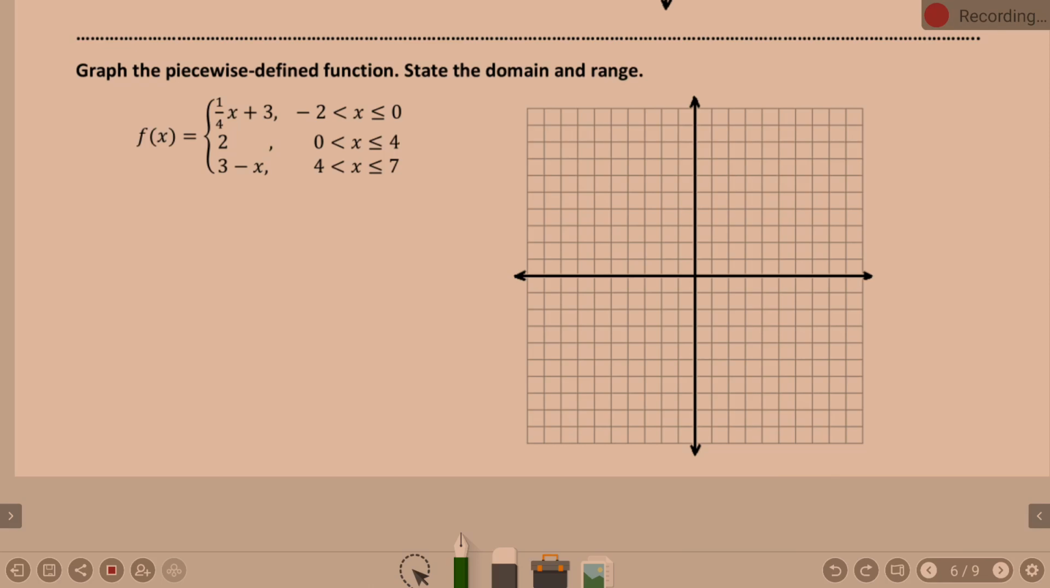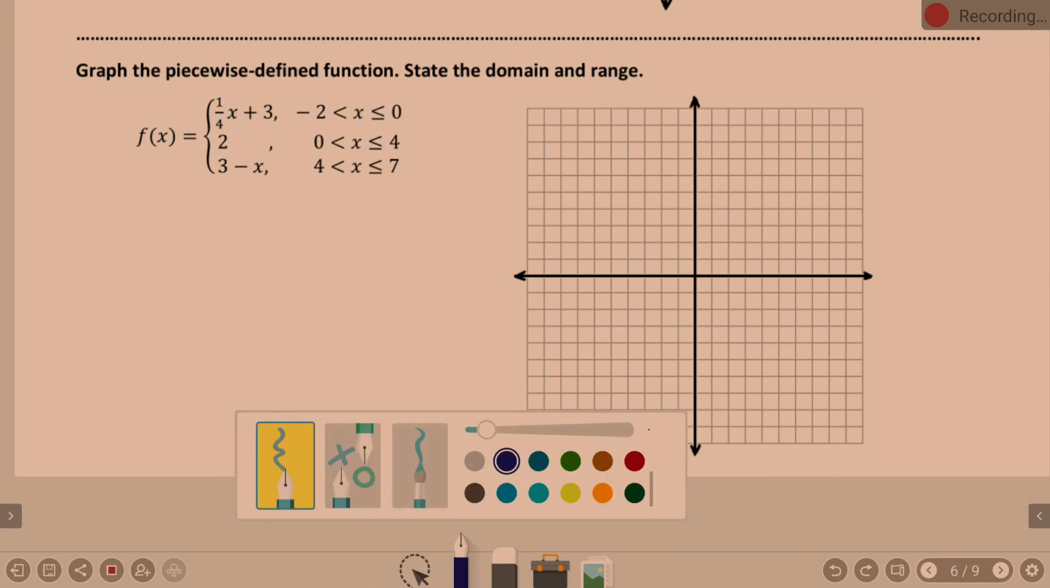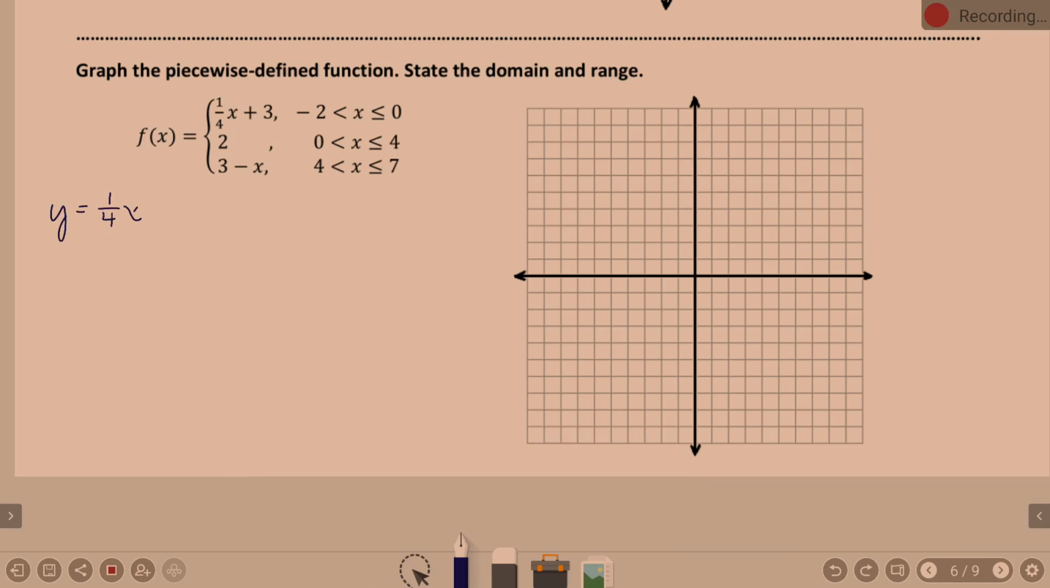So, first piece was first. Y equals 1/4 x plus 3. What do you know about 1/4 x plus 3? We have a y-intercept and we have a slope.